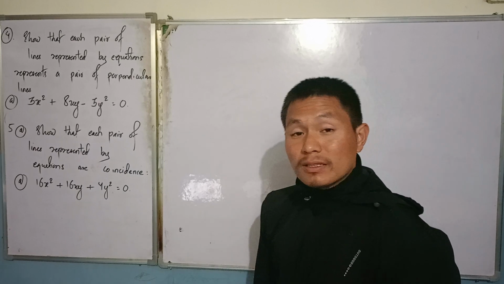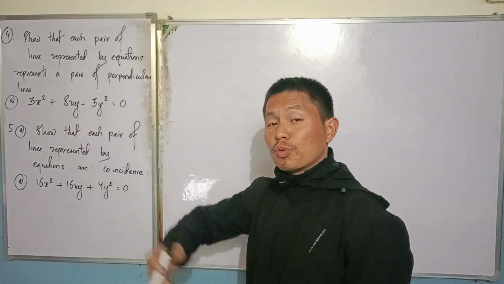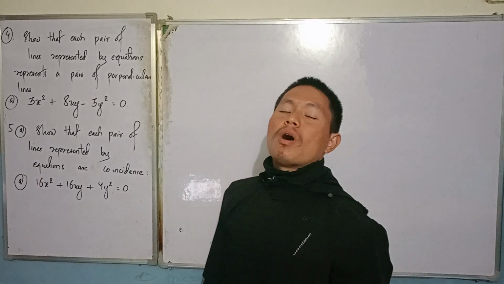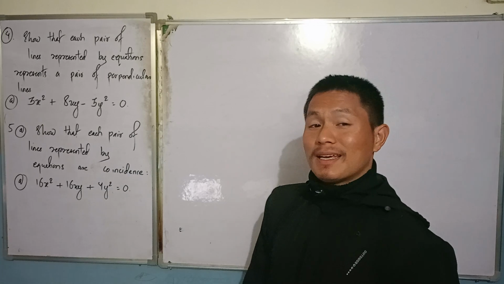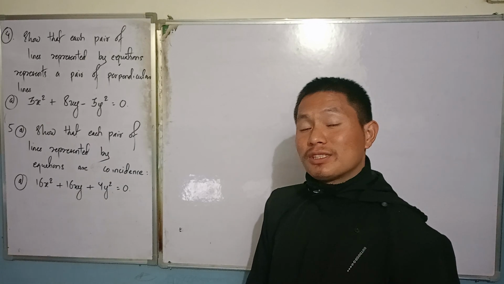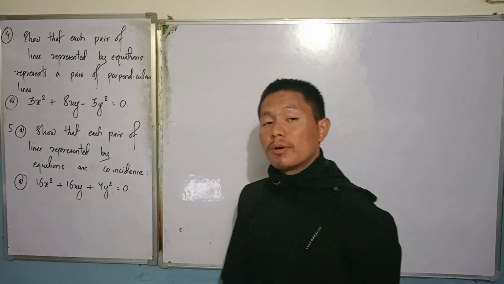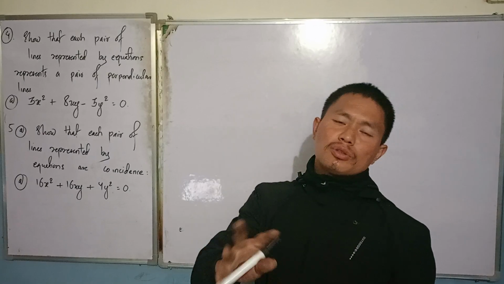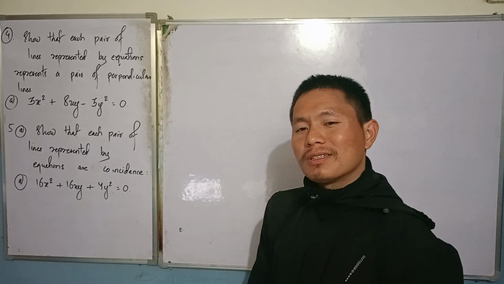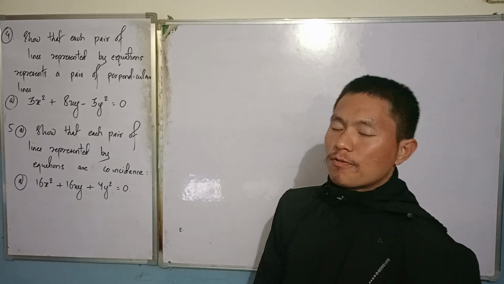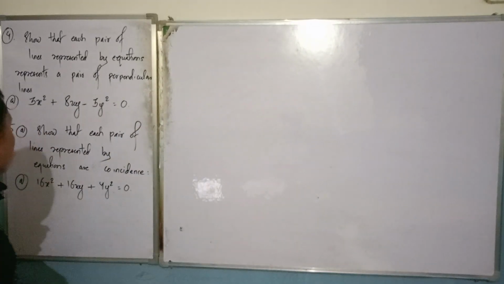Another method is just comparing this equation. This is a second degree equation, so compare it with ax squared plus 2hxy plus by squared. When you compare those, you will get the values of a and b, and if the sum of a and b is equal to 0, then that represents a pair of straight lines which are perpendicular to each other. So I would like to introduce both ways. Whichever you find more convenient and more effective, you can continue with that. Okay, so let's move on to this.